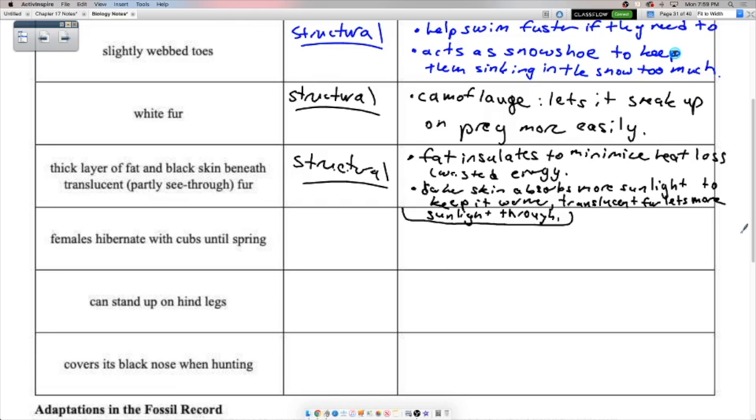Now, is that behavioral or structural? Is that a physical feature of the polar bear or is it something it does? It's something it does, right? It's a behavioral.